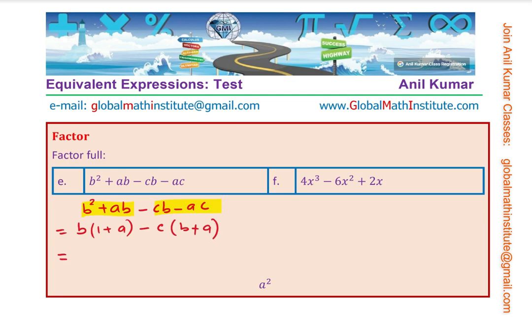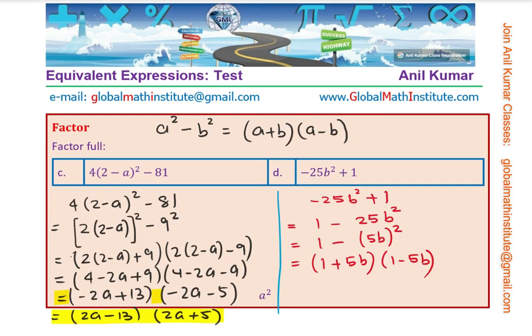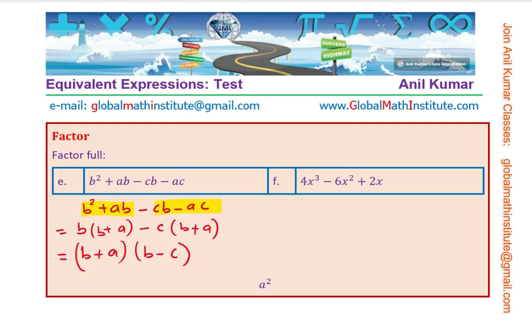So b plus a, sorry, this is also b plus a. b was b square, right? So b plus a is common for us, and we get b plus a times b minus c as the factored form. So when four terms are given, this time we used grouping by twos. Last time you saw we used the grouping in a very different way, right? Now here we have three terms given.